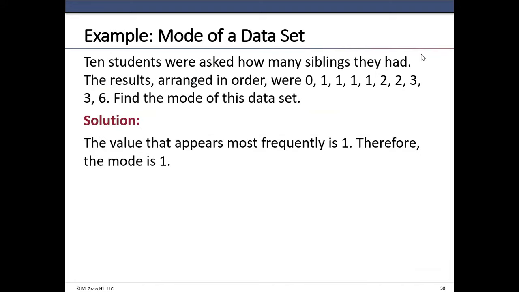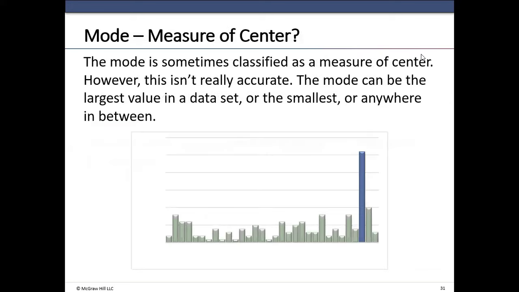Ten students were asked how many siblings they had, brothers and sisters. The result is arranged in order: 0, notice 1 appears 4 times, 2 appears 2 times, 3 appears 2 times, and 6. Of course, 1 is the mode because that appears 4 times.